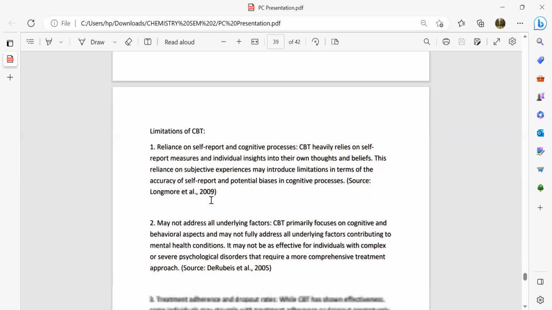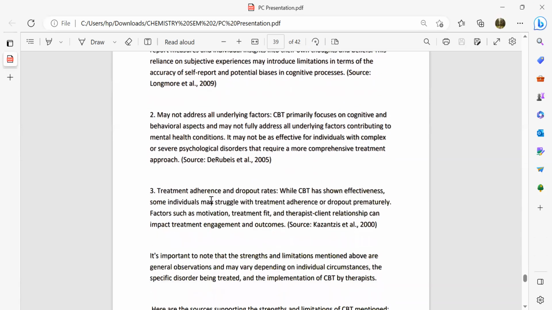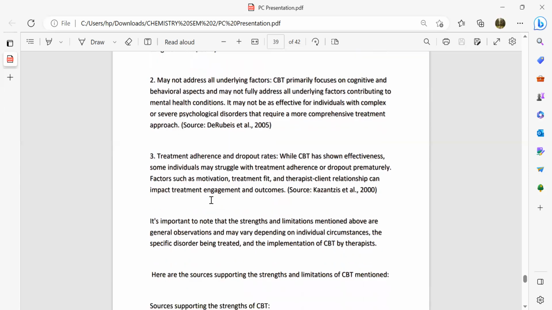It may not address all underlying factors. CBT primarily focuses on cognitive behavioral aspects and may not fully address all underlying factors contributing to mental health conditions. It may not be as effective for individuals with complex or severe psychological disorders that require more comprehensive treatment. It's important to note that the strengths and limitations mentioned above are general observations and may vary depending upon individual circumstances, the specific disorder being treated, and the implementation of CBT by therapists.